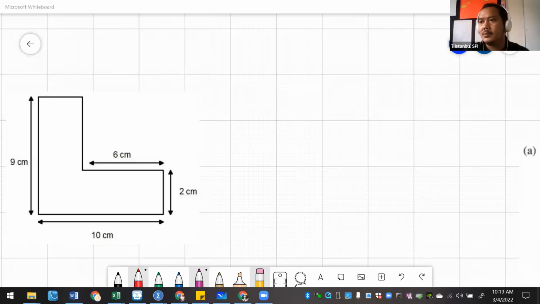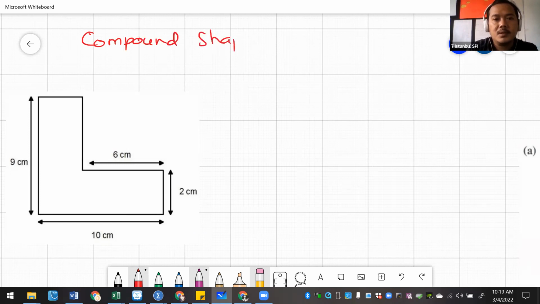Okay, guys, so I'm going to write down the title first. I haven't written it down there. So let me write that down. Okay, that will be compound shape. Okay, compound shapes. So what is actually a compound shape?